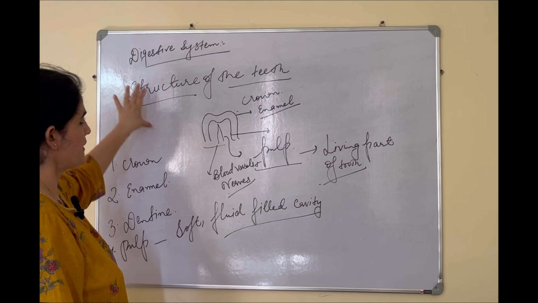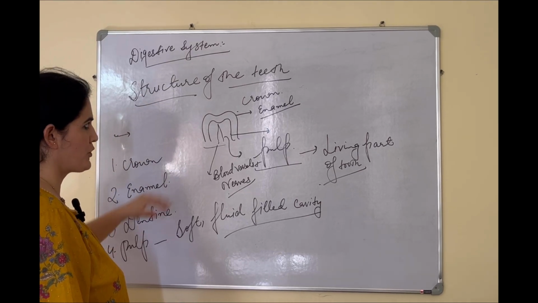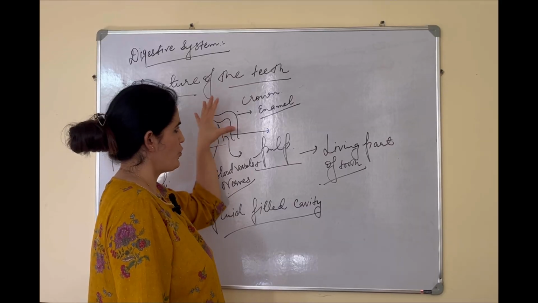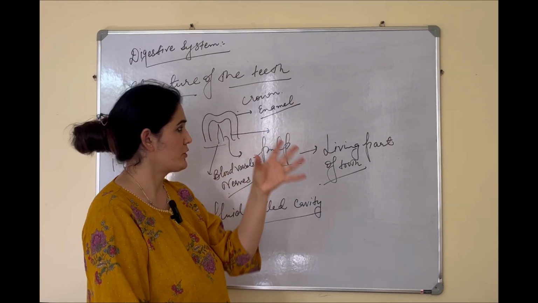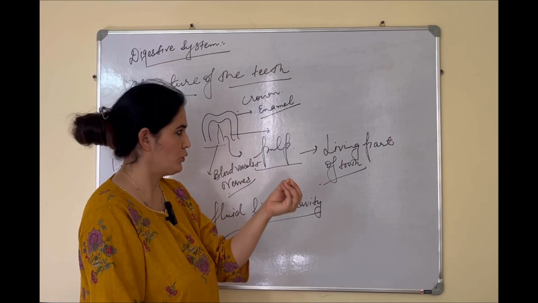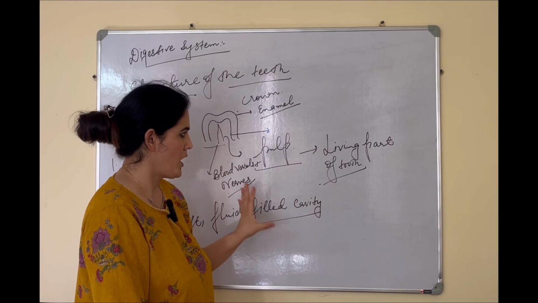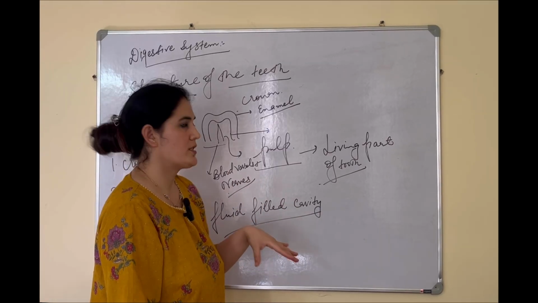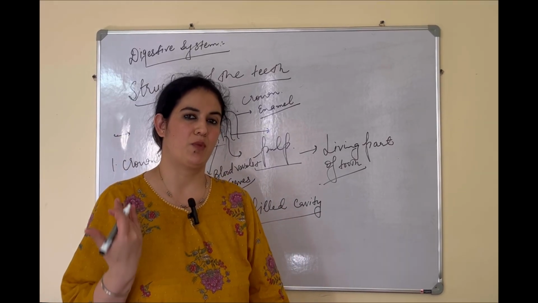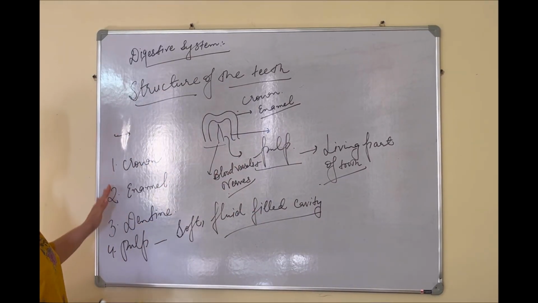Okay, so this is the structure of the teeth: crown, enamel, dentine, and pulp. Crown is the outermost, then enamel is the hardest part, the outermost. Next to it is dentine, and innermost is pulp, which is the living part of the tooth. It's a fluid filled cavity which contains blood vessels and nerves. I hope, students, this much is clear.